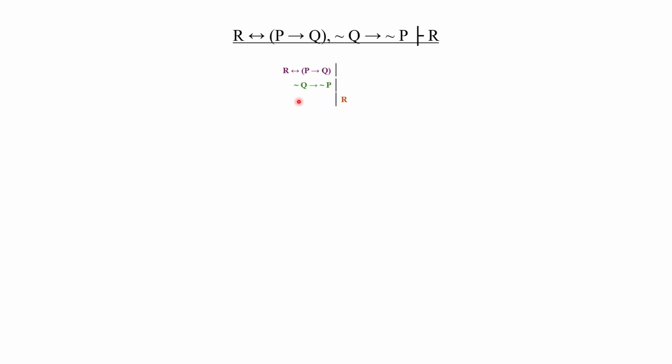Again, we got two premises here. So looking at the first one, the main operator is the double arrow. So where's a double arrow true? It's true where both sides match. So R and P arrow Q are true, or they're both false.